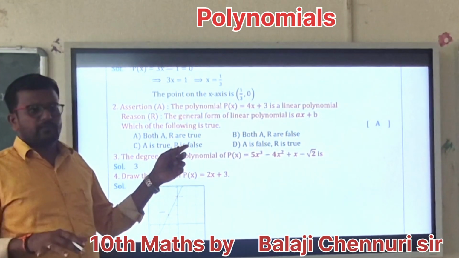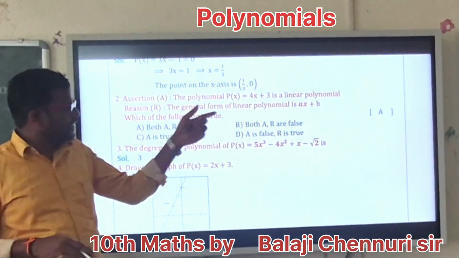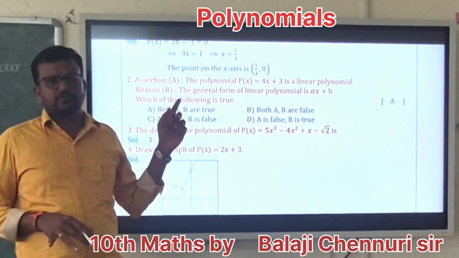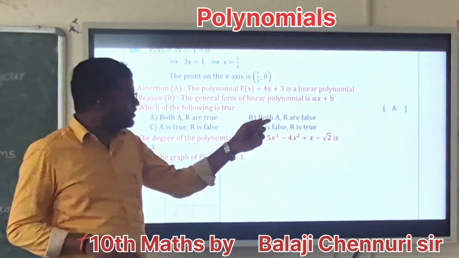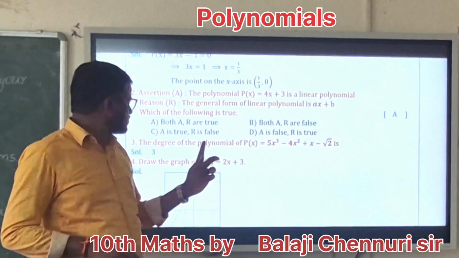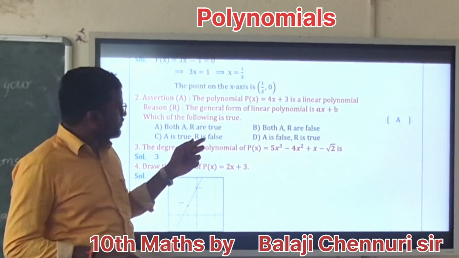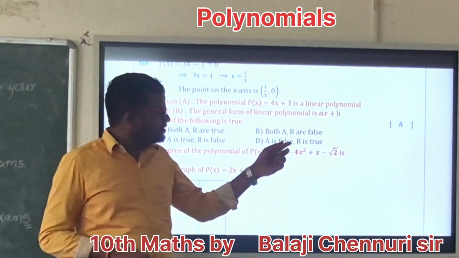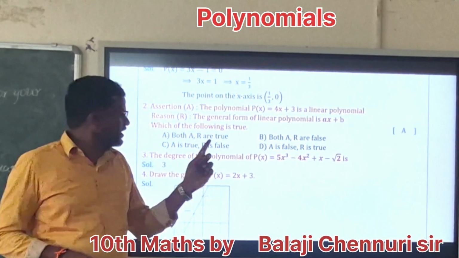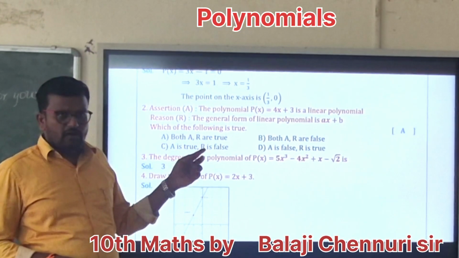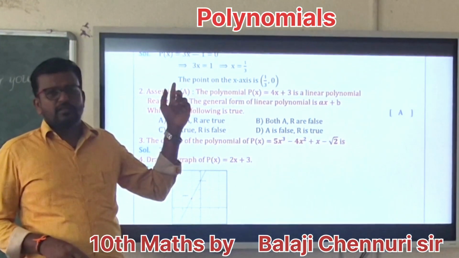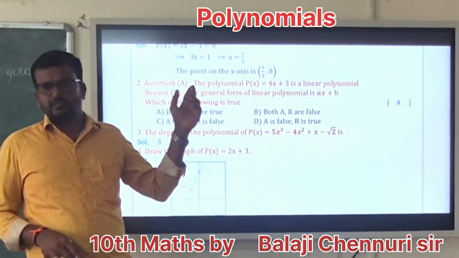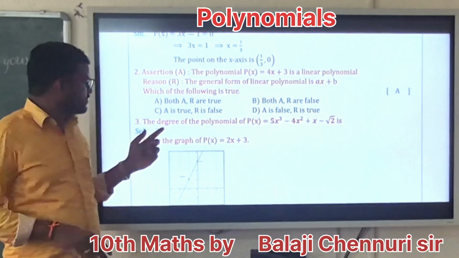Then don't stop here. You have to observe the remaining choices also. Both A and R are false. A is true, R is false. A is false, R is true. Sometimes it can be asked like that. A is true, R is true, and R is the correct reason for the assertion A. Sometimes. Okay? We have to observe that.